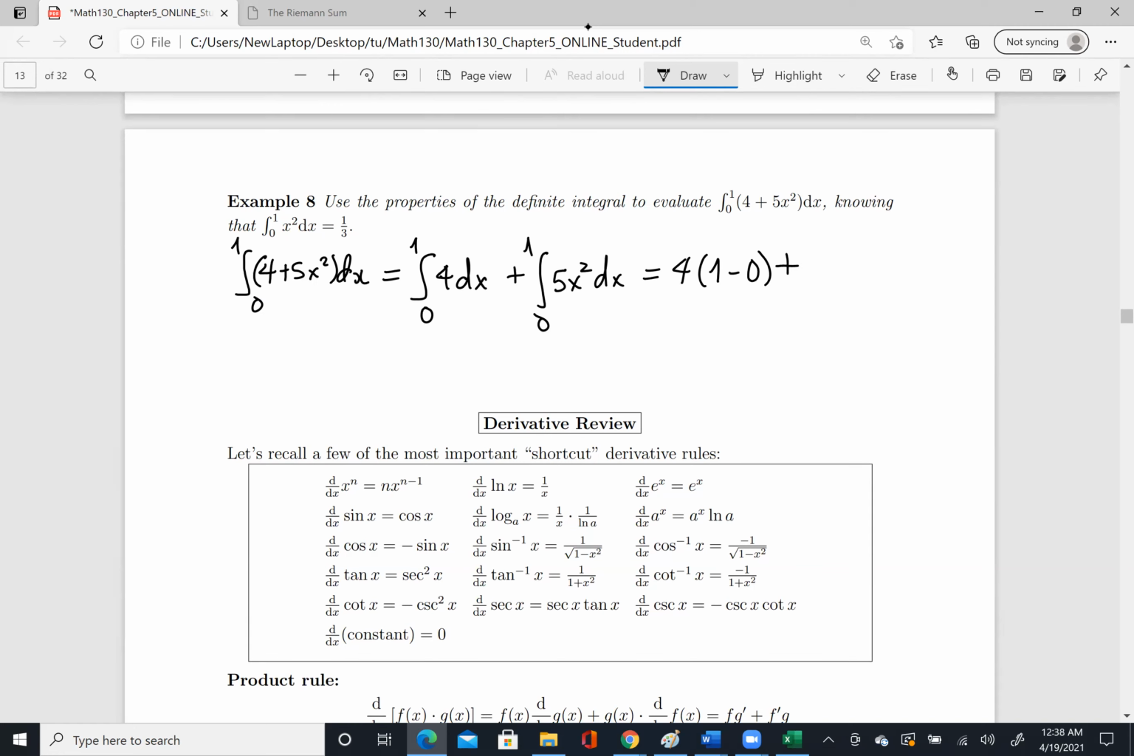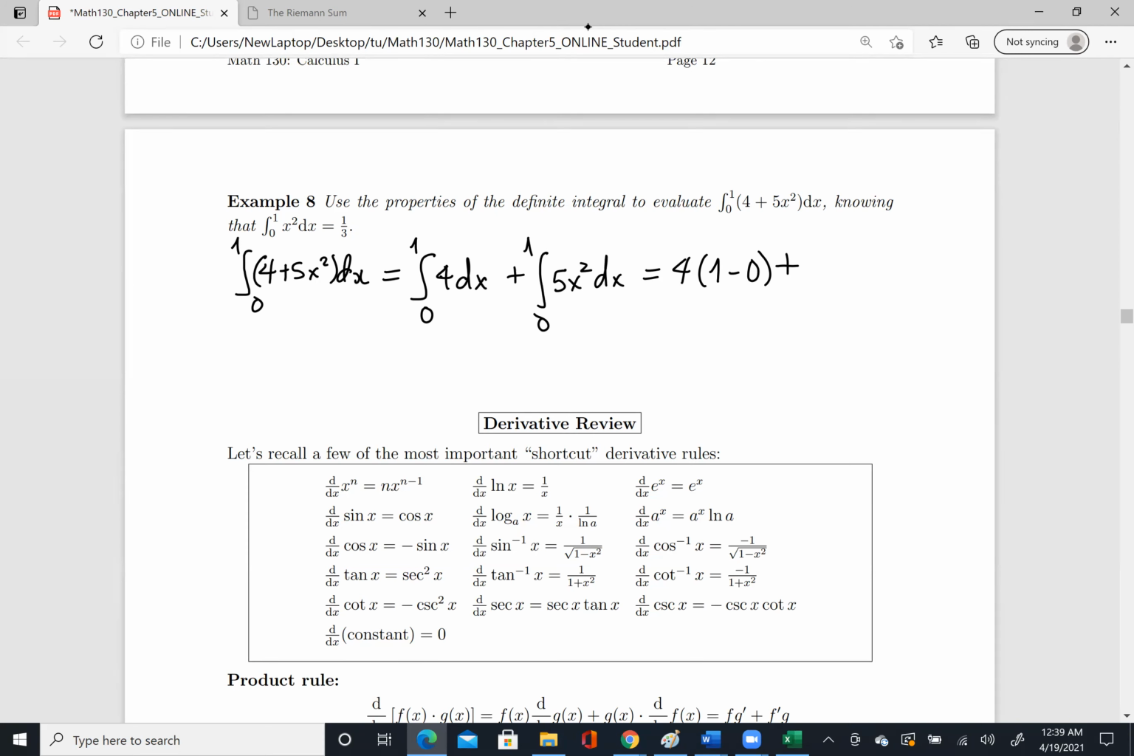And then plus the other integral, with a constant multiplied by a function of x. So I can move the constant out to be in front of the integral. So I have 5 times the integral from 0 to 1 of x squared dx.